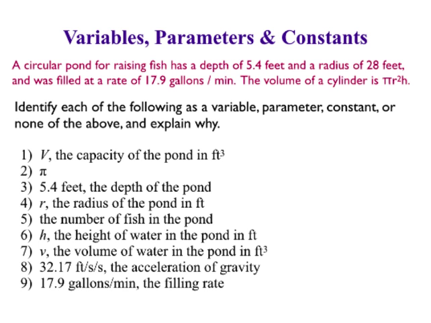Okay, what about H, height of the water in the pond? He wants variable, agree? Variable. V, little v? Variable. 32.17. Constant, right? It's a constant. 17.9 gallons per minute. Constant? Parameter? Constant?